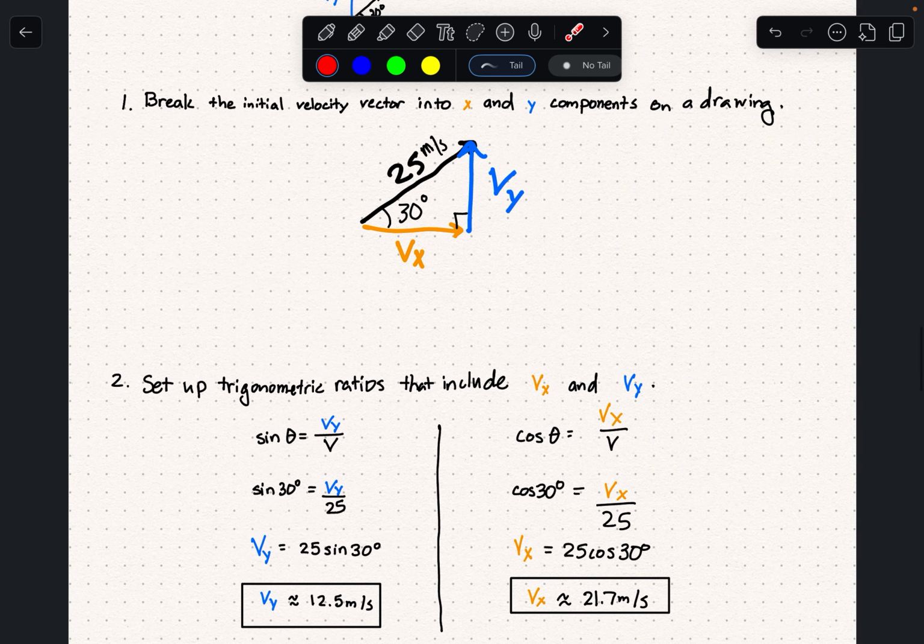Cosine, on the other hand, by definition, that ratio is the side adjacent to an angle divided by the hypotenuse of the triangle. So the cosine of theta, the unknown angle, is the x component of the velocity divided by the overall velocity. Filling in the numbers we've got, solving as before, we get a v sub x of around 21.7 meters per second.